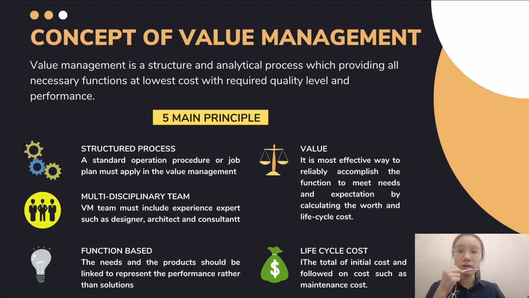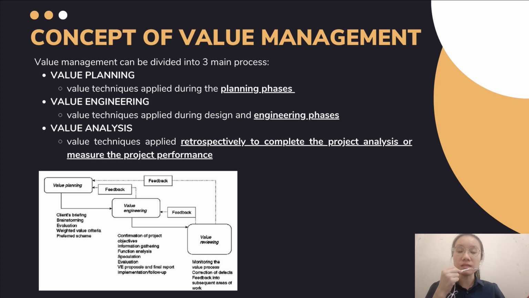Second, the value management team should include various experienced experts such as architect, engineer, and so forth. Besides that, proposals should also be analyzed based on their function and are also required to consider the life cycle costing. The value of the proposal must be equal between performance, expectation, and resource. The value management process can be divided into 3 main processes, which are value planning, value engineering, and value analysis.